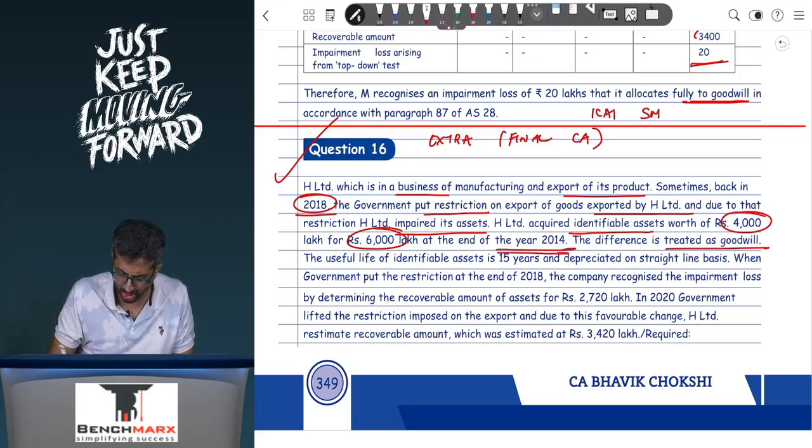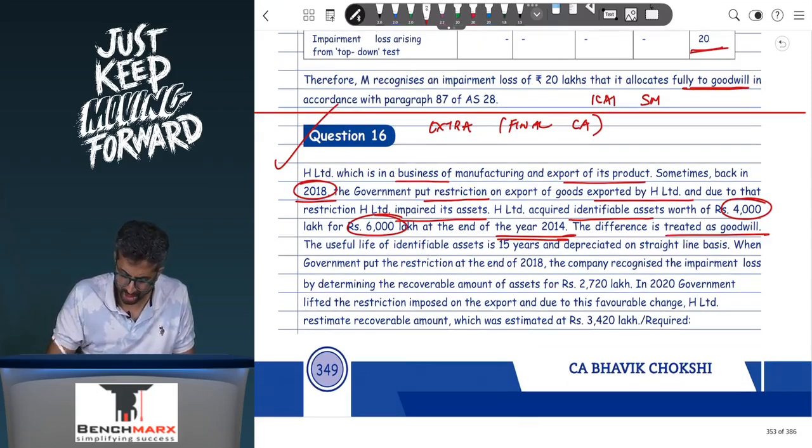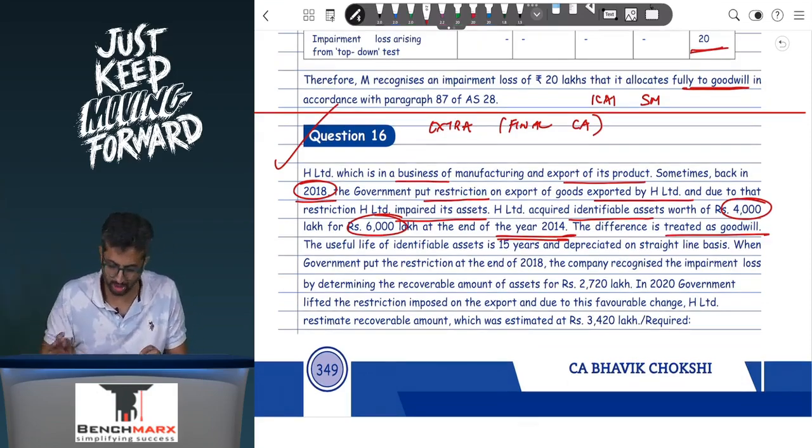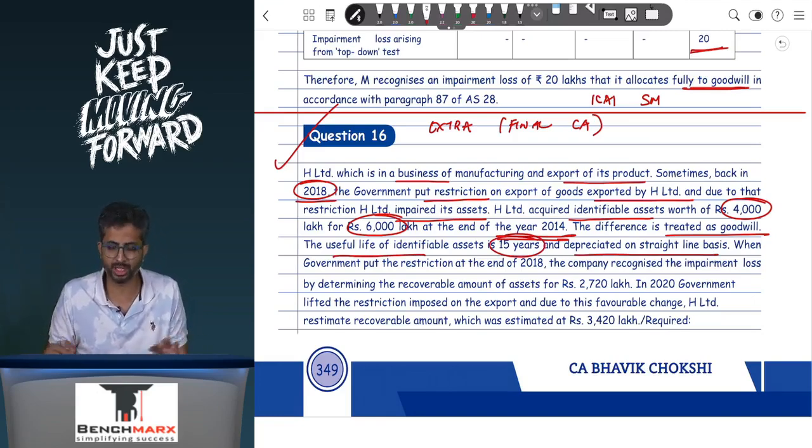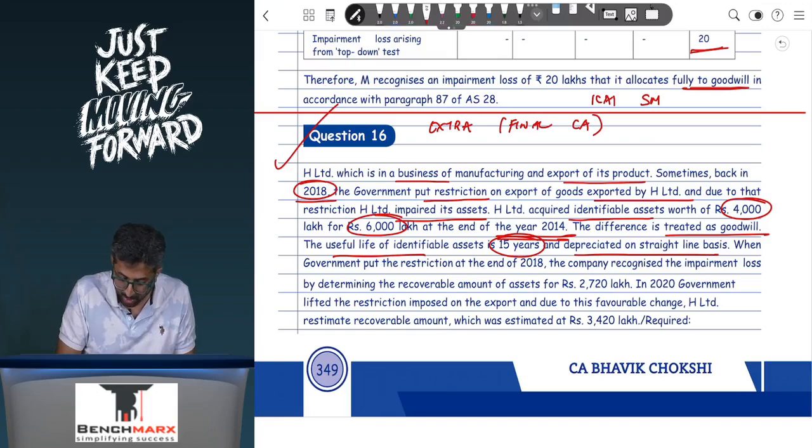Perfect. So over here, you had certain assets which are worth 4,000 and goodwill worth 2,000, which was acquired 4 years back. The useful life of the identifiable assets is 15 years and depreciated on a straight line basis. Okay, goodwill, unless given otherwise, will have a maximum 5-year life. When the government puts restriction at the end of 2018, the company recognized an impairment loss by determining the recoverable value of the asset at 2720 lakhs.